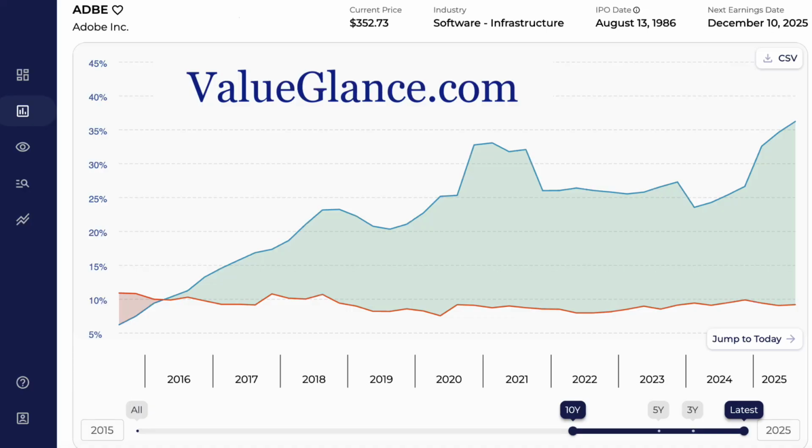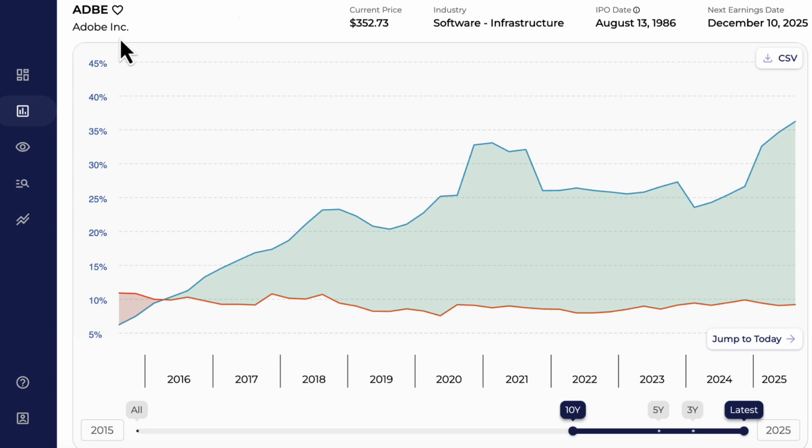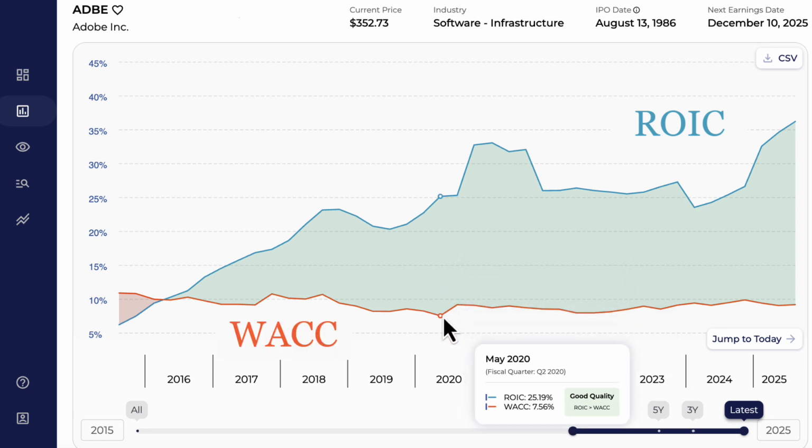Let's start off by looking at profitability. So here we are at ValueGlance.com looking at Adobe, and we're looking at the data over the last 10 years. What we can see is the ROIC plotted in blue compared to the weighted average cost of capital in orange. Remember that we want a high, steady, and ideally increasing ROIC, the return on invested capital, when compared to the weighted average cost of capital.